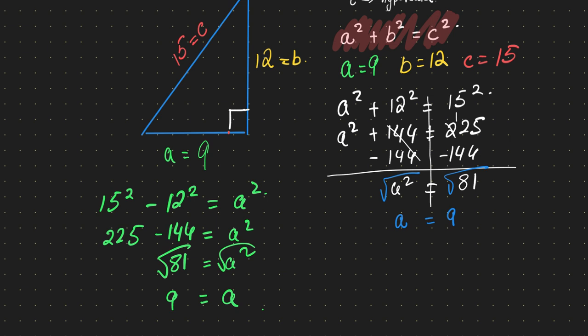And as you can see, it's very easy to distinguish which sides we have. Do we have the hypotenuse and a leg, or do we have both legs? Remember, when it's both legs, you add, and when you have the hypotenuse and one of the legs, you subtract. That is your shortcut.